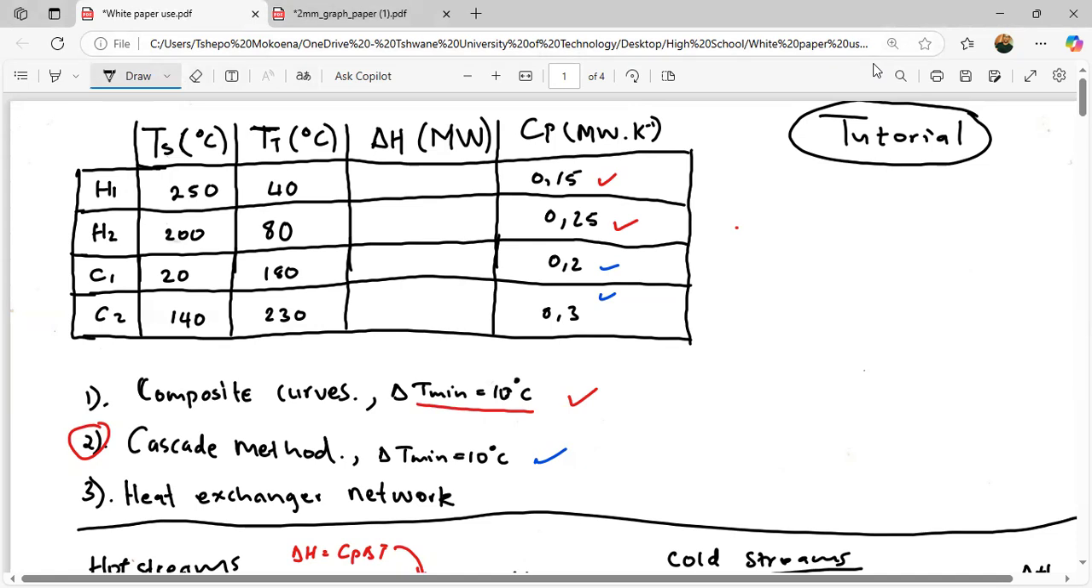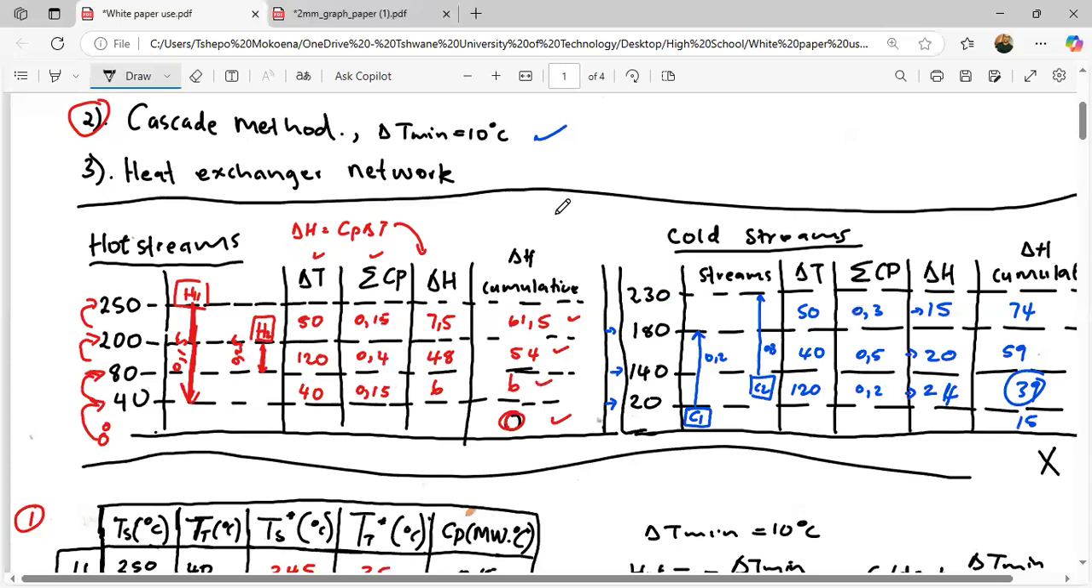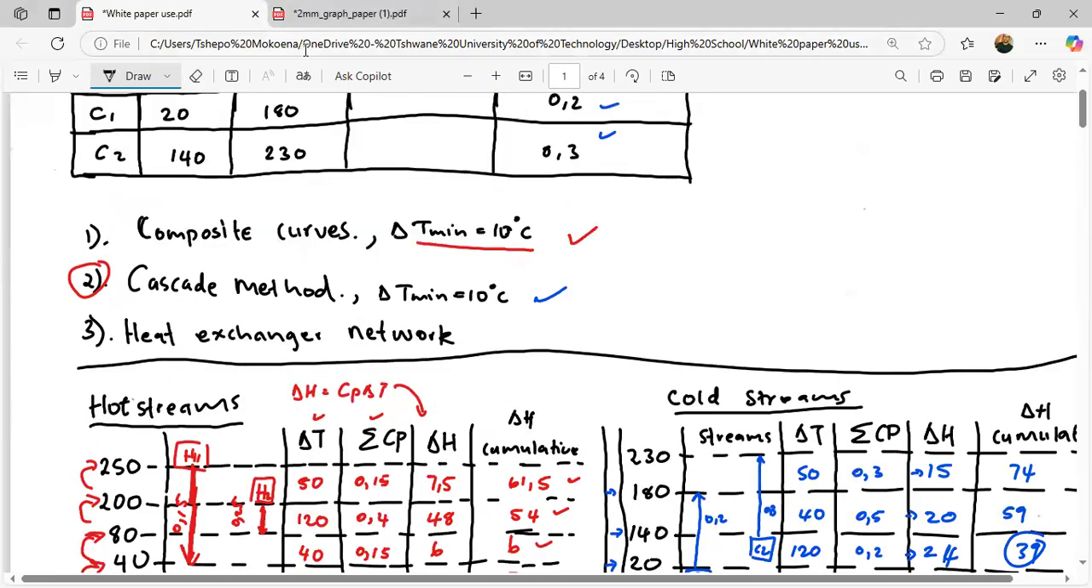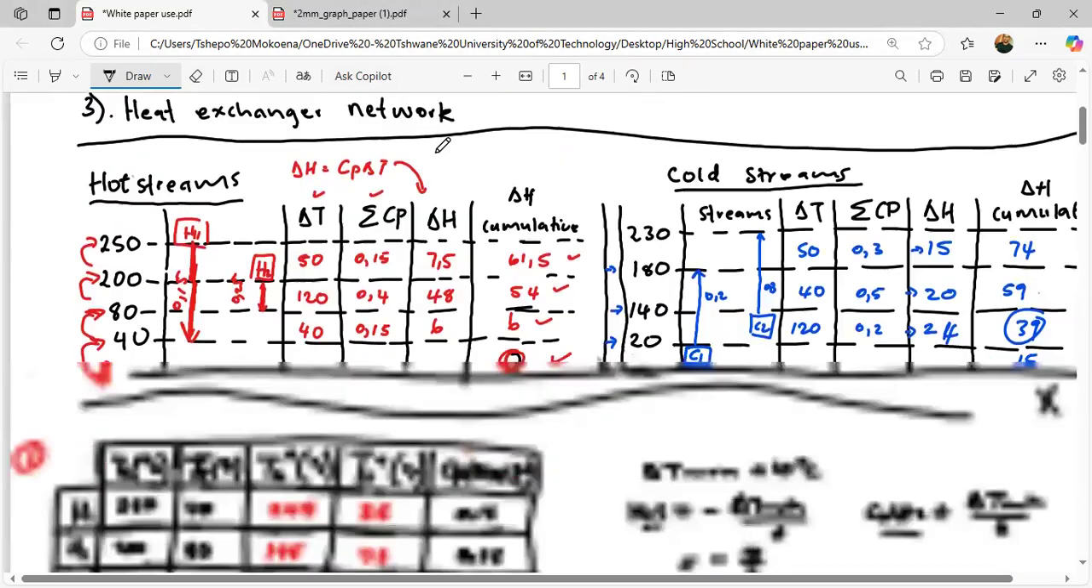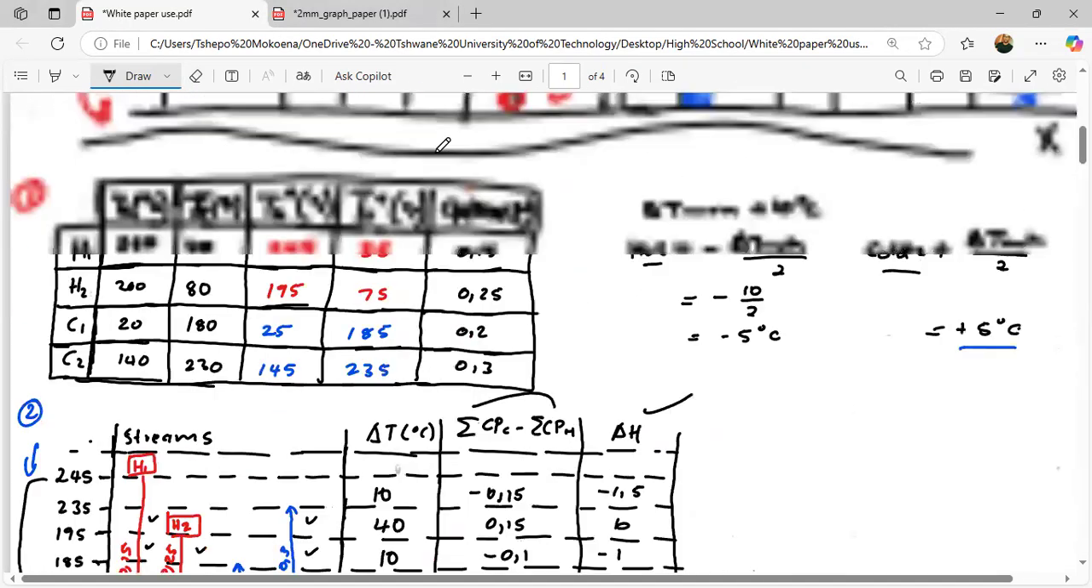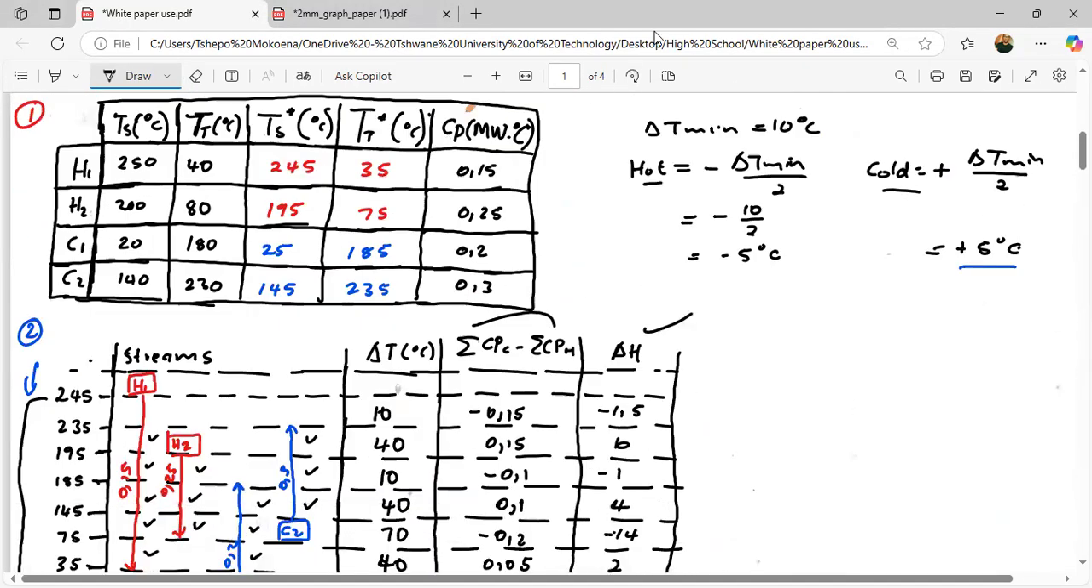So number two, we are using the cascade method, of which we expect to get the same answers as the ones that we did for the graphical method. So now here's the thing. For the cascade method, this is a table that we're going to make use of, okay?